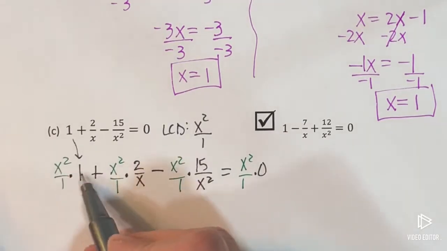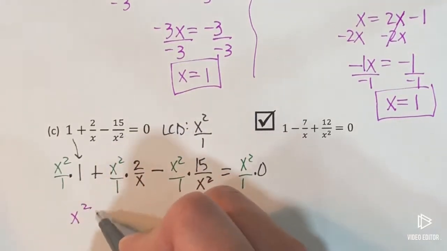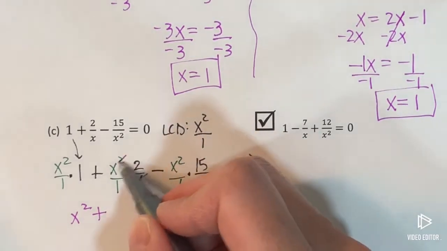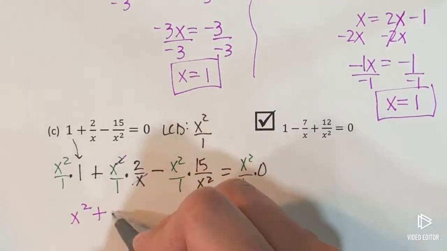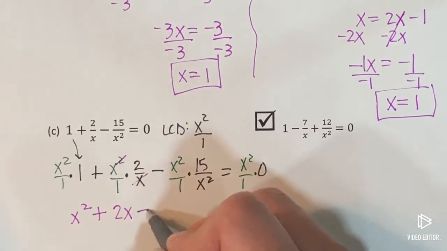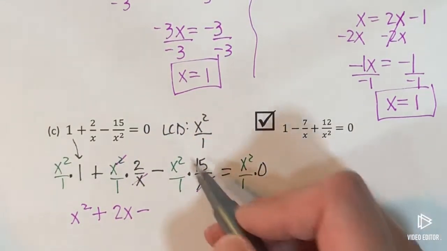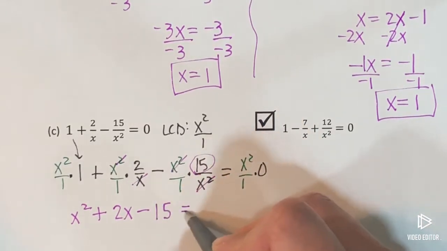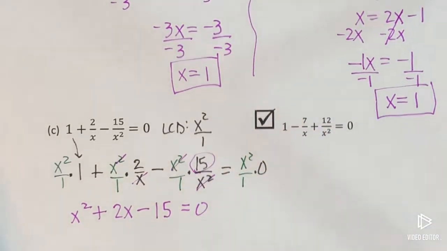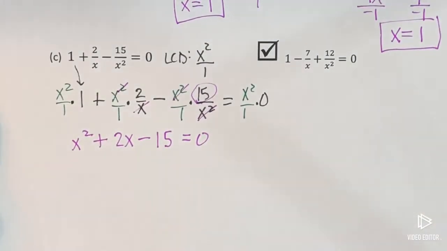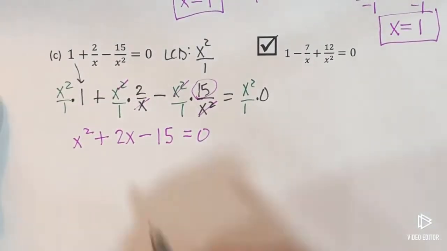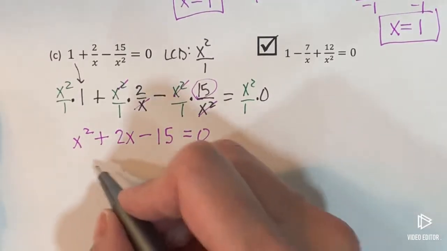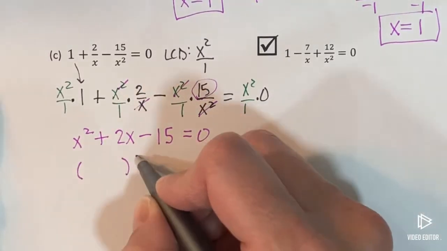So I have x squared times 1 gives me x squared plus this x in the denominator of 2 over x goes away with one of those and leaves me x times 2, which is 2x, minus my x squareds divide out, leaves me the 15. And anything times 0 is 0. Okay, now I don't have a line, I have a quadratic. So now I get to factor.